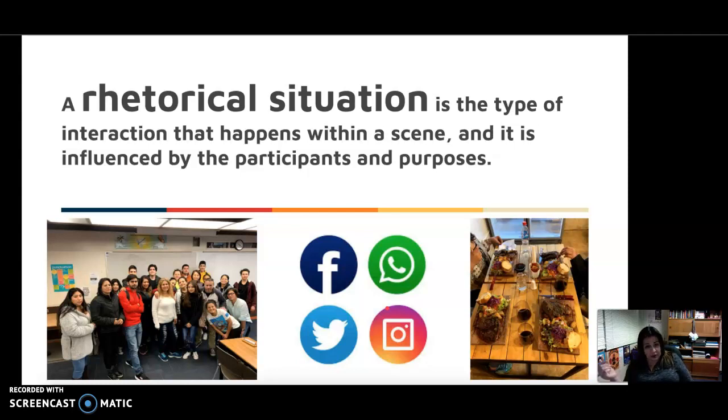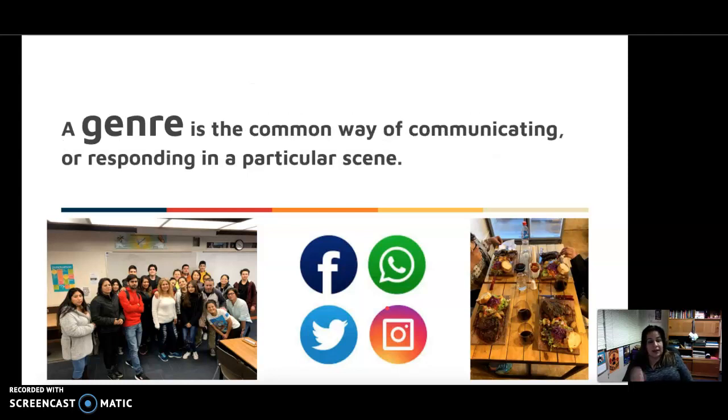And then finally, at a restaurant, the people who are there and the reason for being there is really going to impact the rhetorical situation. So if I'm there and I'm starving, it's going to impact the way I communicate versus if I'm not really that hungry and I have a lot of time, then the rhetorical situation would be a little bit different. So rhetorical situation just is the type of communication that happens, and it's impacted by the participants and their reasons for being there. We're going to get to the last term for this video, and that is genre.